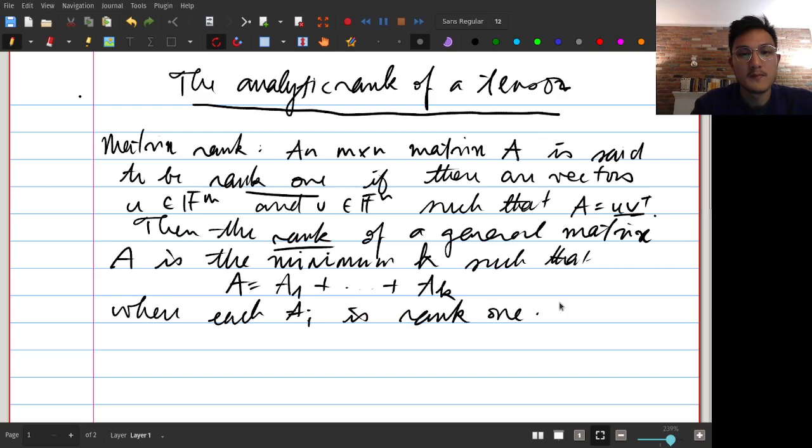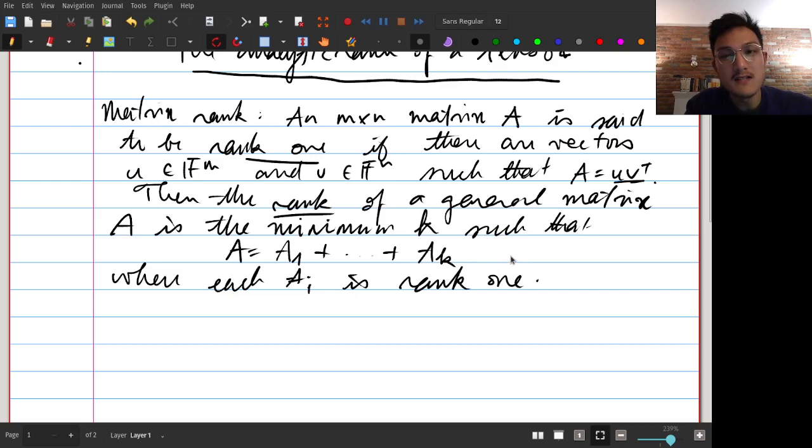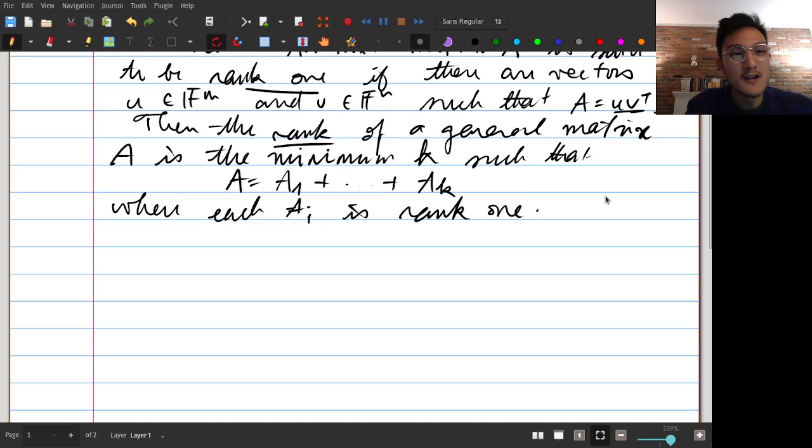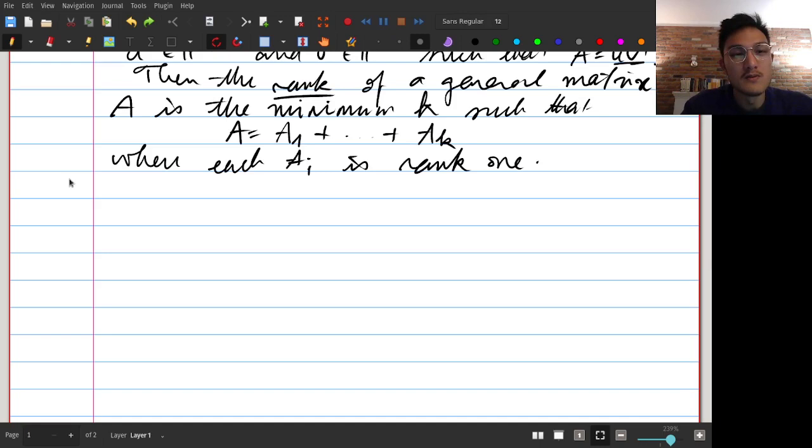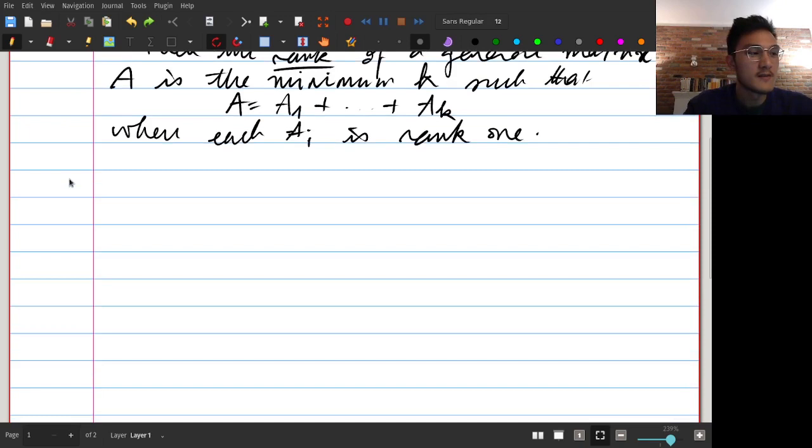If you're like me, when you first saw this definition, you could see right away why a rank 1 matrix is a rank 1 matrix in the normal linear algebra sense. But it might not be so obvious why the rank of a general matrix is the same here as it is in the normal way that we learn it in linear algebra, where the rank of a matrix is the dimension of the image, or the dimension of the column space.